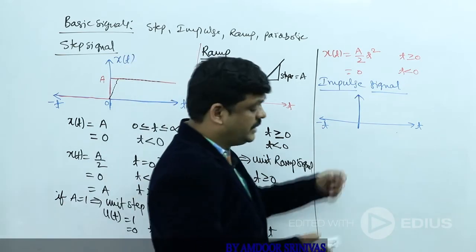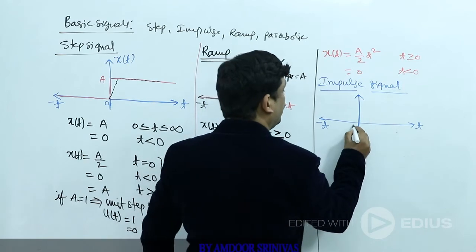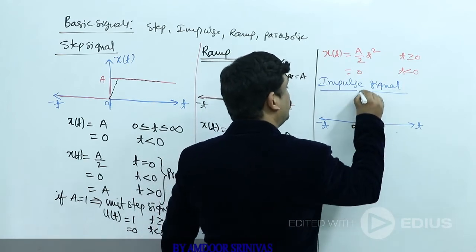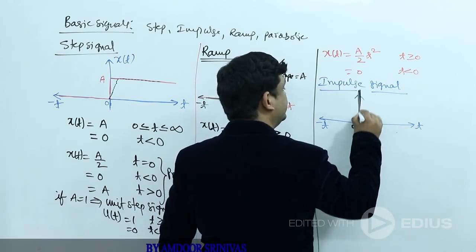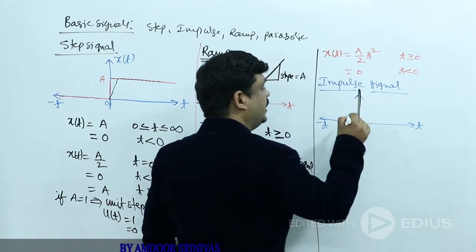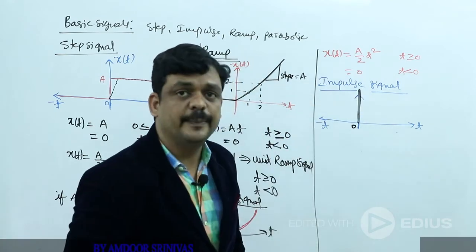And exactly at t is equal to 0, what is the amplitude here? How much amplitude is here? The amplitude should be infinity. This signal is called impulse signal.